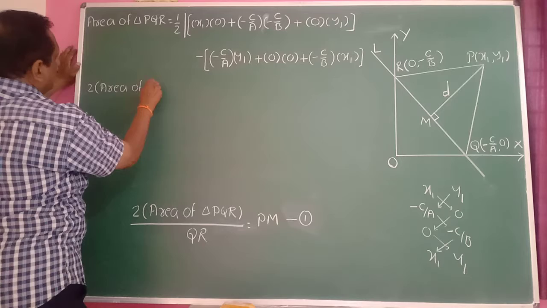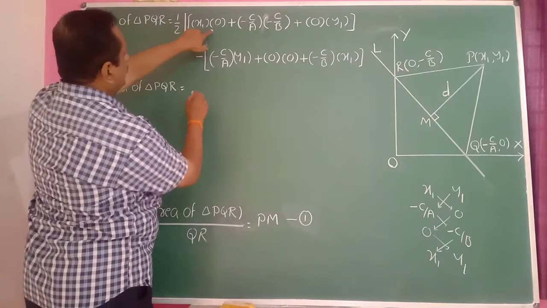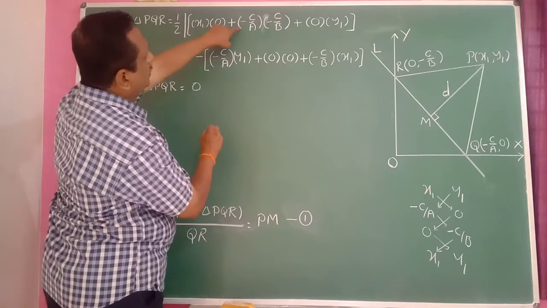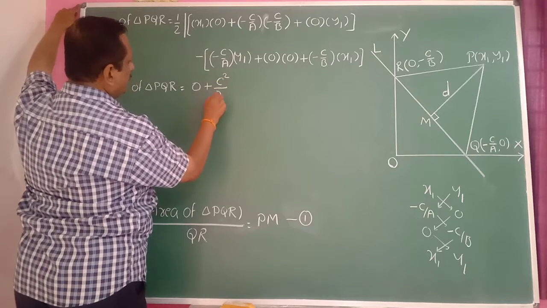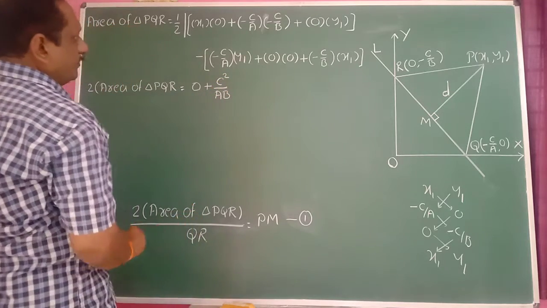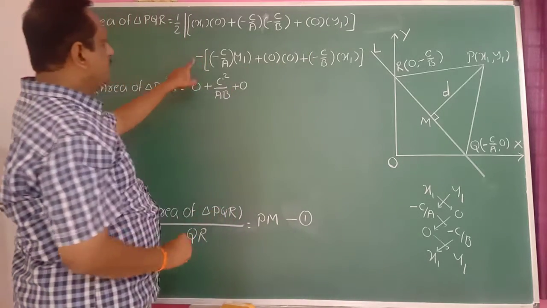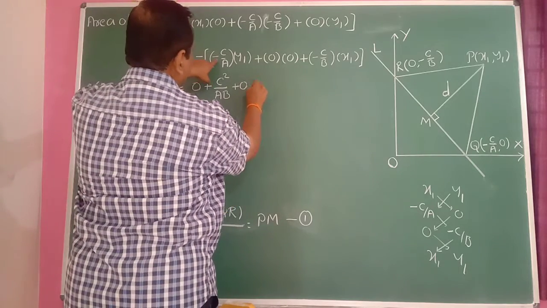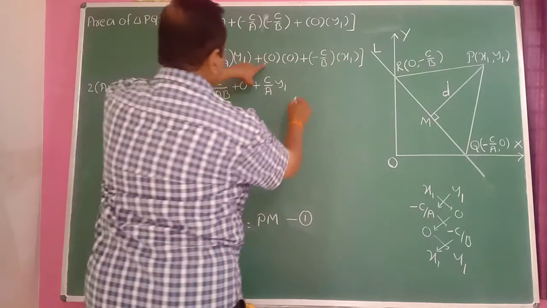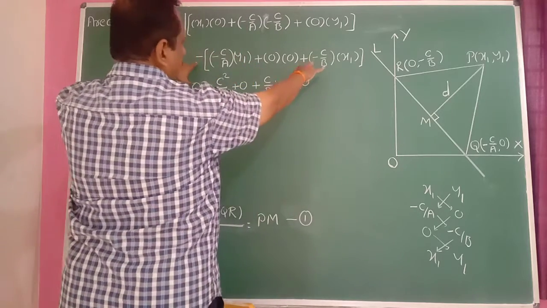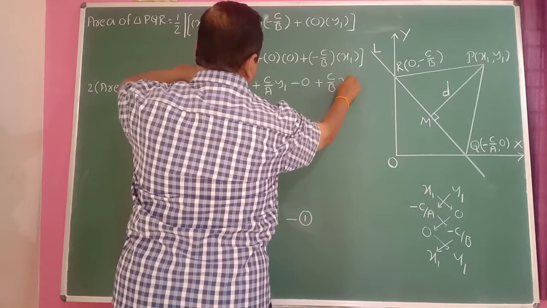of a triangle PQR is equal to x1 into 0 becomes 0, minus into minus becomes a plus, so c square divided by a into b, c square upon ab, then plus 0, plus 0, take a minus inside here, minus this minus becomes a plus, c divided by a into y1, and this is 0, so right here 0, again minus into minus becomes a plus, so c divided by b into x1 here.